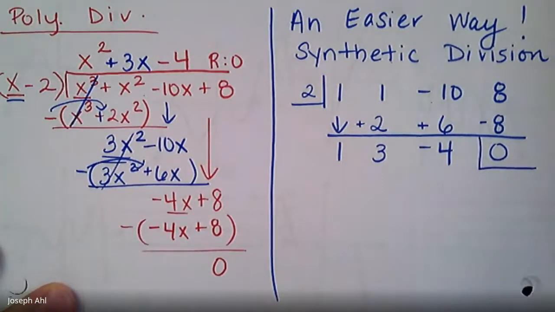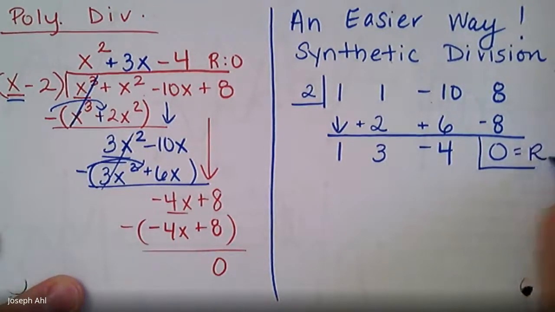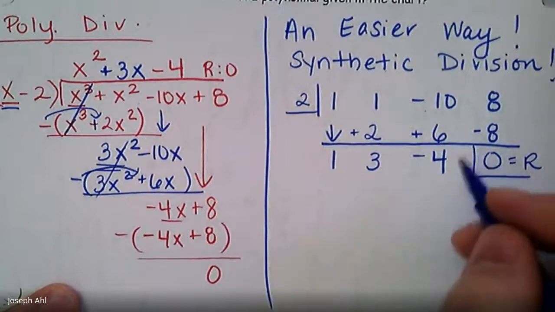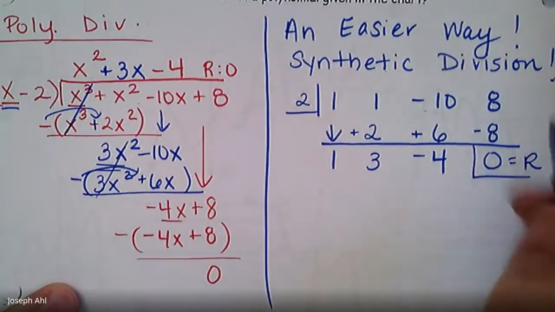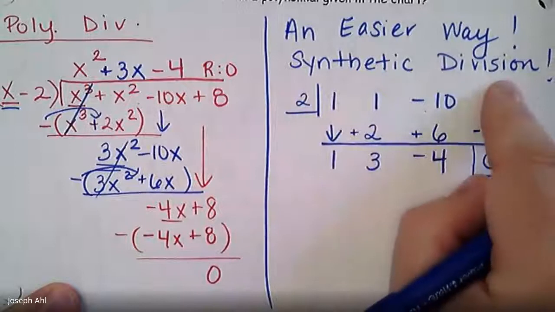I'm going to actually separate that last 0. What does the last number always represent in a division process? It is the remainder. So when you get 0 as a remainder, that's typically good news for us. It means that 2 is a root of this polynomial.